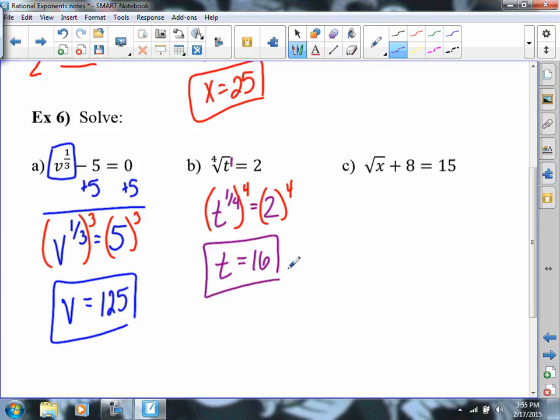Now you could double check this. You could put 16 in there for t, and you could take the 4th root of 16, and it should get you 2.